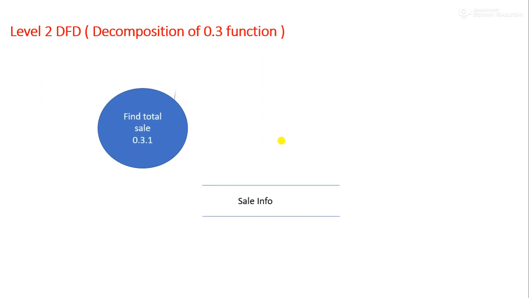This generate winner function consists of many sub functions, and one of these is the find total sell function, and we also need to number this function. So 0.3.1, so 3.1 here, where 3 represents the function which we are decomposing. This function takes the generate winner command as input, and with the help of sell info it generates the sell information. So this is our first sub function of the 0.3 function, that is generate winner.